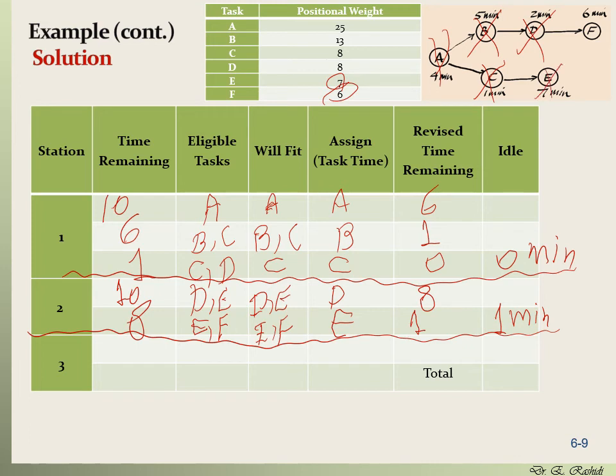So we only have one task left. We're going to open workstation 3, and it has 10 minutes remaining time. The only task left is task F, and it does actually fit, and we're going to assign it, and we're going to end up with 10 minus 6, 4 minutes. Since we don't have any other task, we're going to close workstation 3 as well, and we're going to end up with 4 plus 1, 5 minutes of idle time with this assignment.